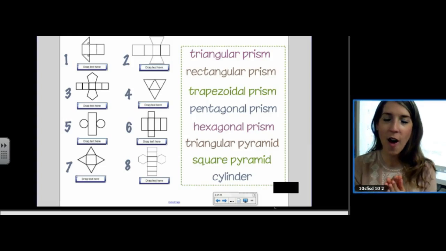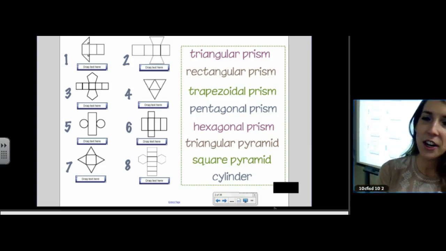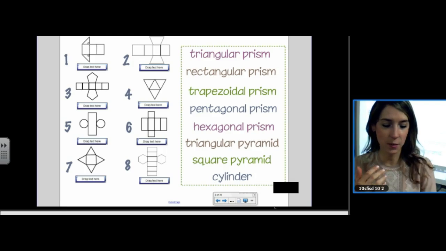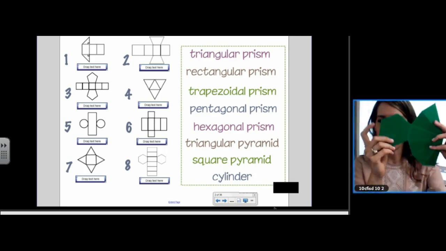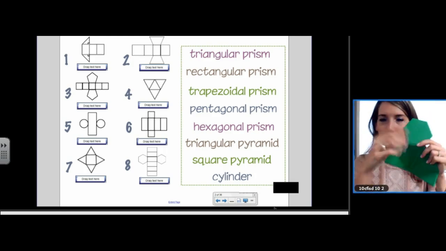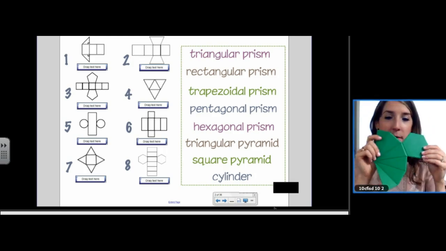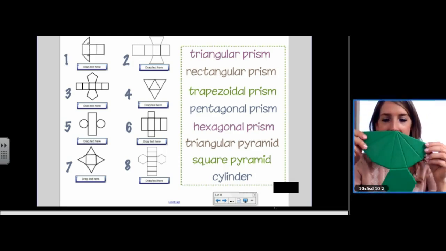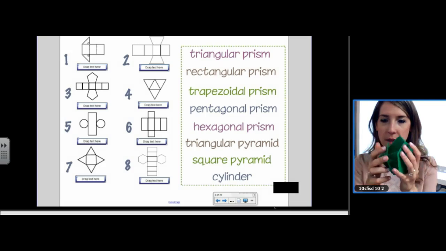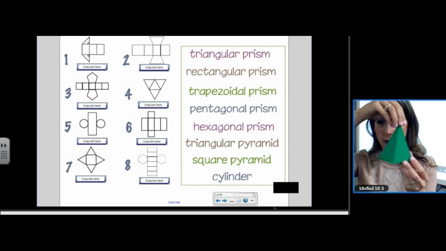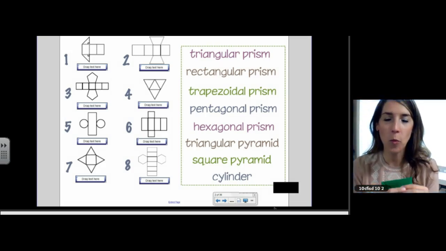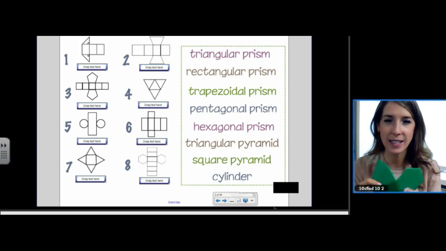All right, guys, I'm going to call out this number, and you're going to look at that net. A net is when you take a 3D solid and you crush it down to two-dimensional, actually. You make it flat, and that net is what would build up and create your 3D solid. So, number 1, what kind of 3D solid is that?